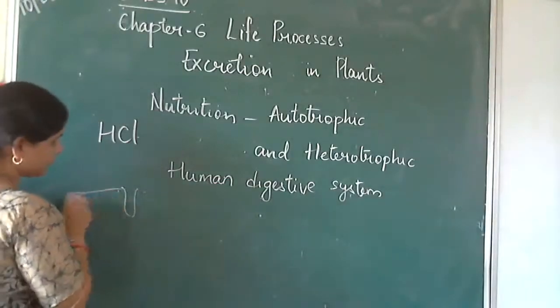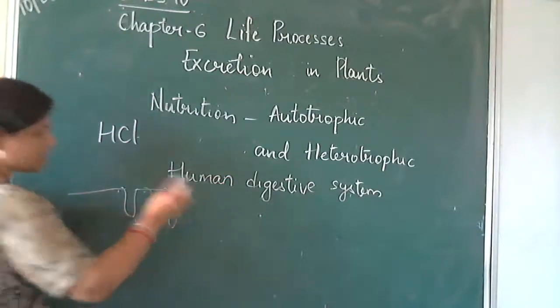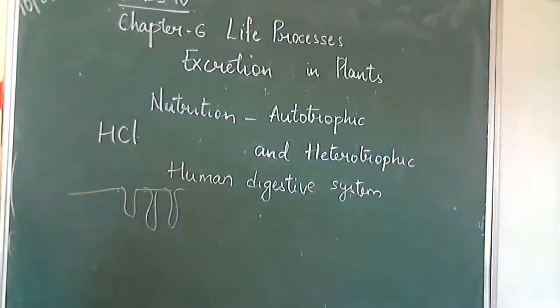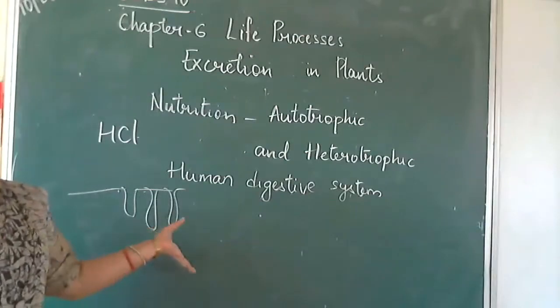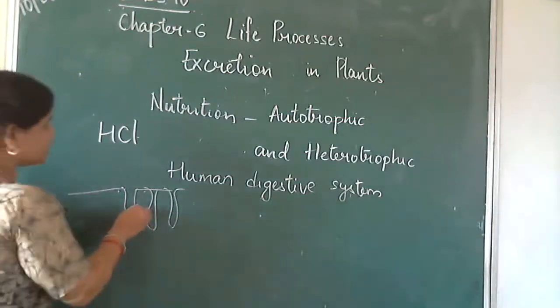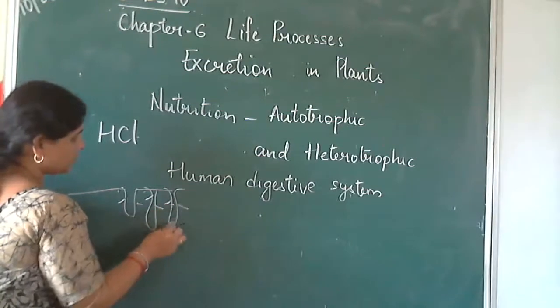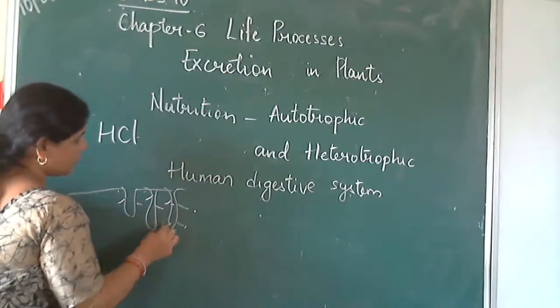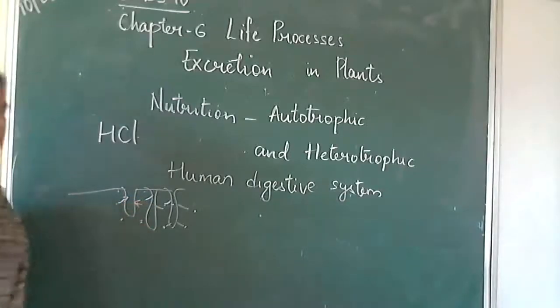Okay, if you think of this as the walls, there are finger-like projections inside the small intestine, which increase the area of absorption. Here the nutrients are absorbed into the blood. So from these villi, the nutrients are absorbed into the blood. Okay, so this is about the small intestine.